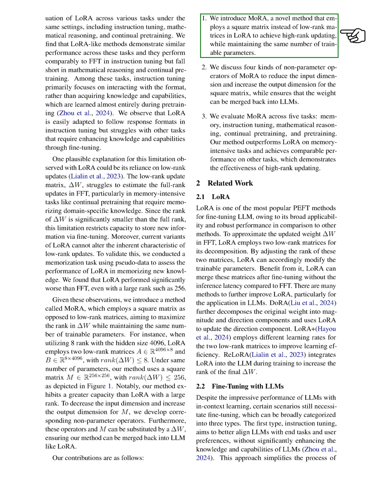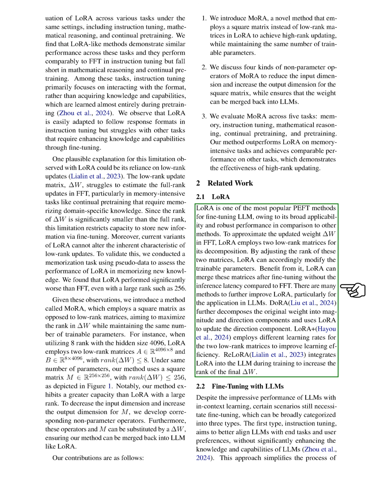To address this, we introduce MoRA, a method that utilizes square matrices instead of low-rank matrices to enable high-rank updating while maintaining the same number of trainable parameters. MoRA outperforms LoRA in memory-intensive tasks and shows comparable performance in other tasks, highlighting the effectiveness of high-rank updating. Additionally, we discuss non-parameter operators in MoRA to adjust input and output dimensions for the square matrix, ensuring seamless integration back into LLMs. Our contributions include introducing MoRA, evaluating it across various tasks, and showcasing its superiority in memory-intensive scenarios.